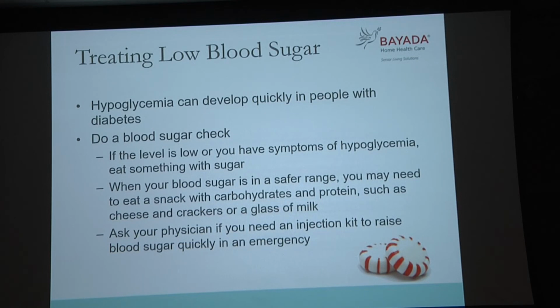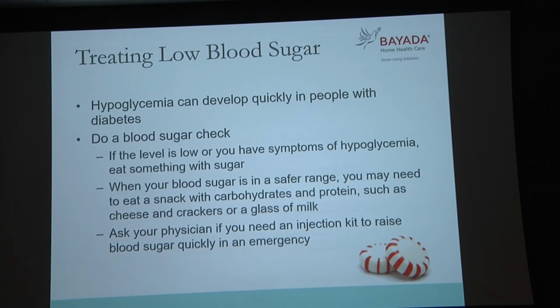Treating low blood sugar: hypoglycemia can develop quickly in people with diabetes. That's when your blood sugar drops low. If the level is low or you have symptoms of hypoglycemia, you should eat something with sugar. It could be something easy, like orange juice, which is common to drink, a piece of fruit, or a piece of hard candy. If you have diabetes or low blood sugar, I would keep some of that on hand, so you can pop it in if you notice symptoms, or if you check and you're low.